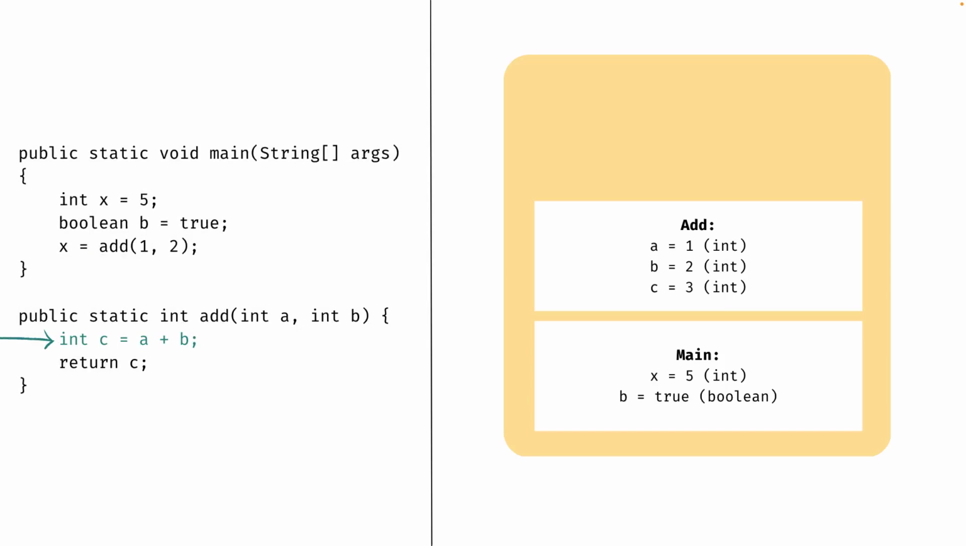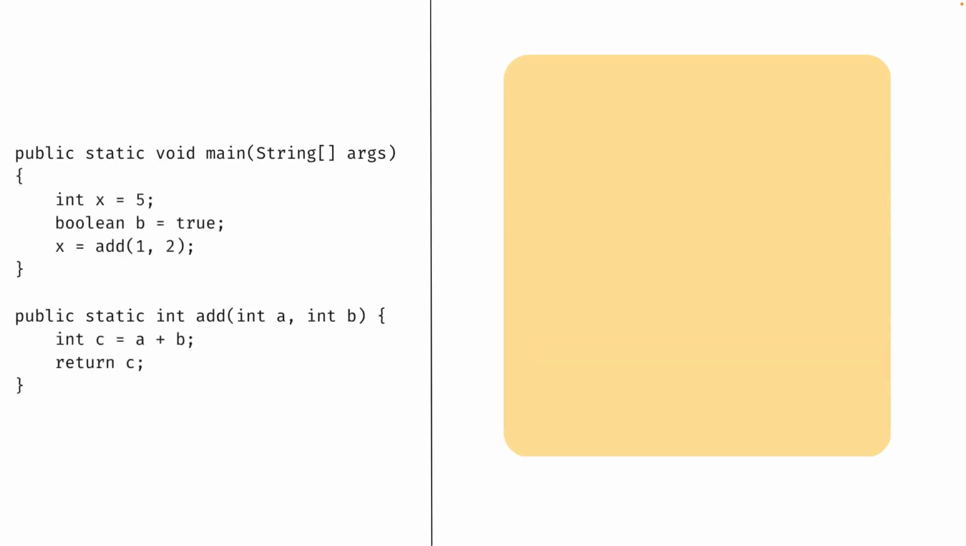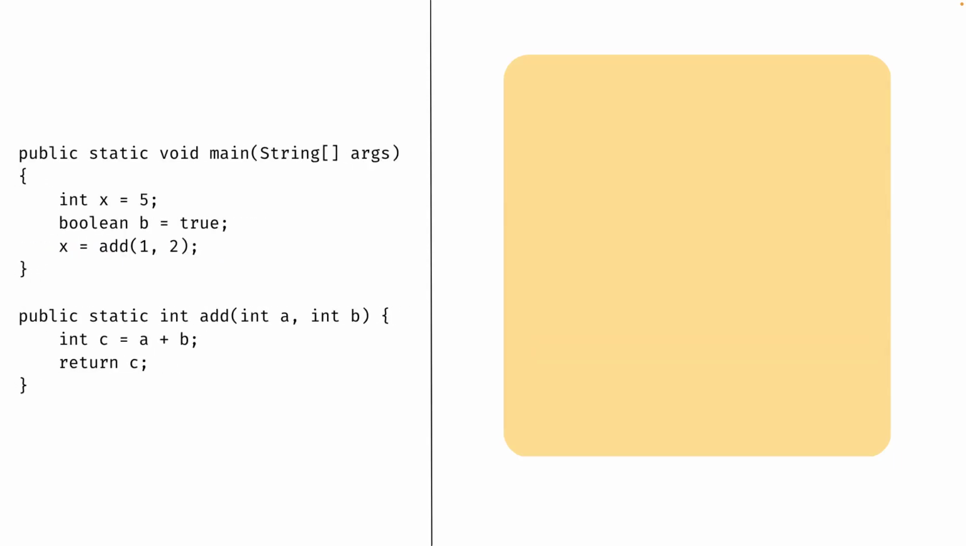And then in this method, something else is happening. C is being created, also of type int, and it holds the value of 3. Then it's going to return C, and after returning, the add method is done. And this is why the record on the stack disappears again, bringing us back to our main method. After that, the main method is done as well, and the stack is empty.